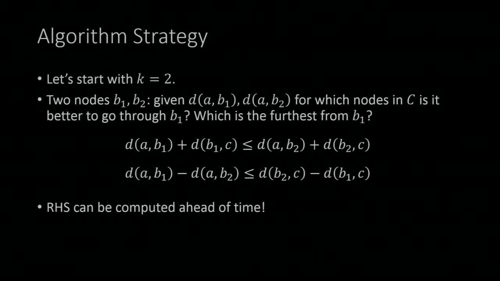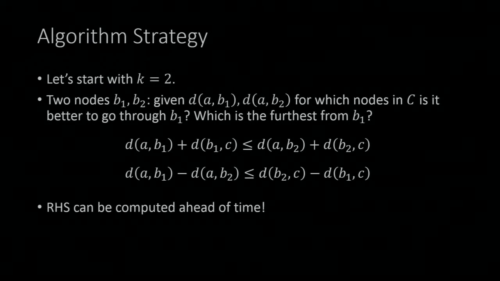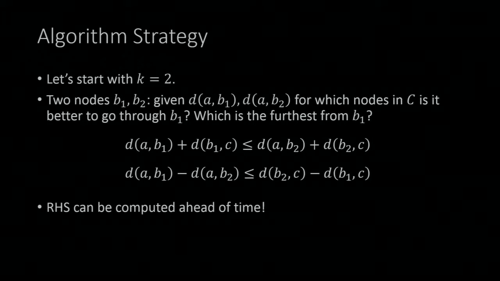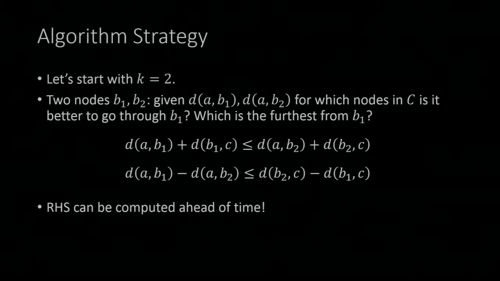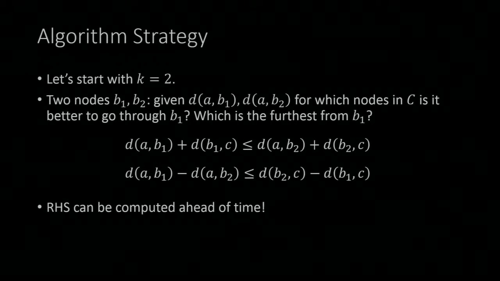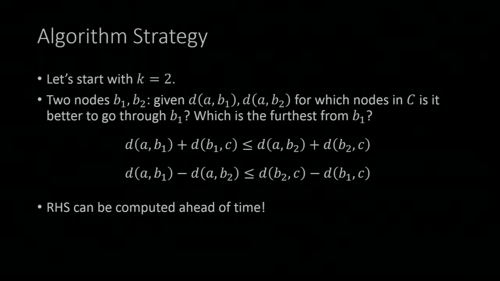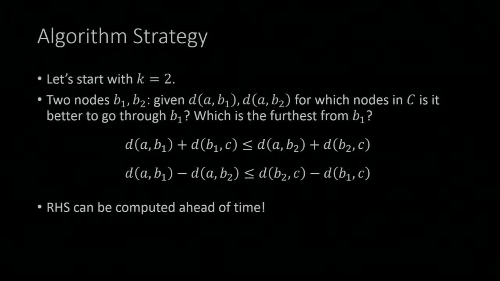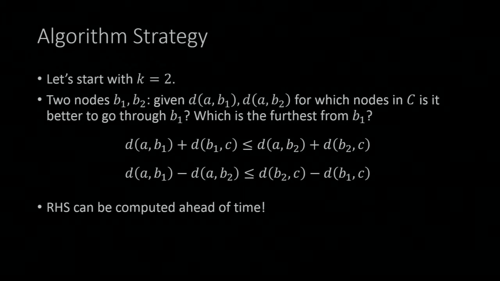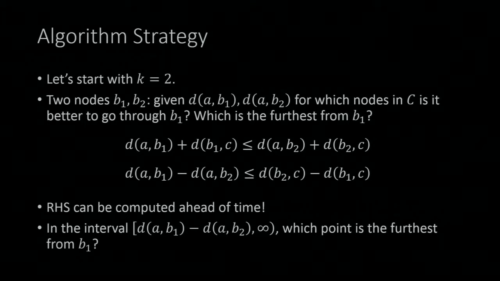we will associate it with a point on a line, and it will be located at this coordinate. Then, when we get an A inside the left set, we care about all the points on the line that are to the right of this coordinate. And then out of all those points, we just want to know the one that is furthest from B1, because that's the one that will be used if we use any node that goes through B1. So like I said, in this interval, which point is the furthest from B1? And if you're familiar with some data structures, this is just a data structure problem. You can solve it, for example, with a binary index tree.